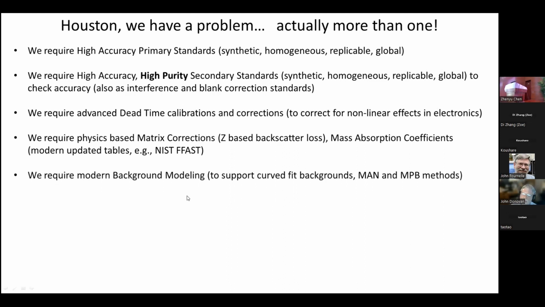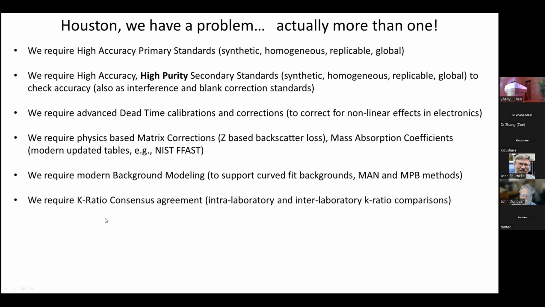And we need better background modeling for trace elements. This means we need to support curve background fitting. And I'm also going to talk very briefly about the MAN, or mean atomic number, correction, and MPB, or multi-point background methods. This is where we use multiple background points, which allows us to do a curve fit to the background. Both of these are iterative methods, so they can deal with problems with interferences and contamination.